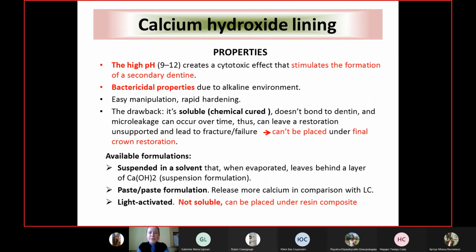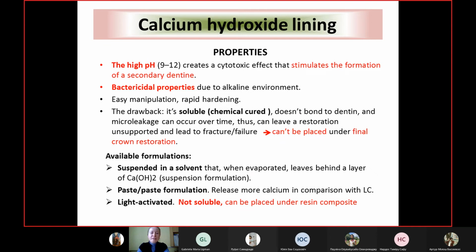I will start from the calcium hydroxide lining. So calcium hydroxide lining has such properties. It has the greatest pH, a very alkaline environment, more than 12 pH. That's why it creates a cytotoxic effect that stimulates the pulp to produce reparative secondary dentine. It possesses bactericidal properties due to the great alkaline environment.